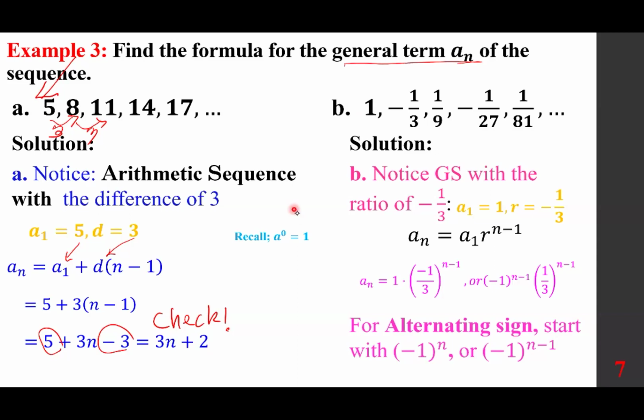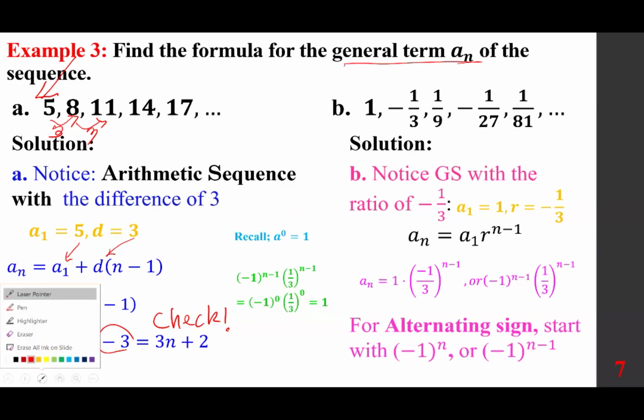And for the 1, if I plug in 1 into this, and again, you can use this one and this one, but we rather use this one for the sake of alternating sign. So let's plug in 1 here. When we plug in 1, we get negative 1 to the power of 0, 1/3 to the power of 0. Anything to the power of 0 is 1. 1 times 1 is 1.